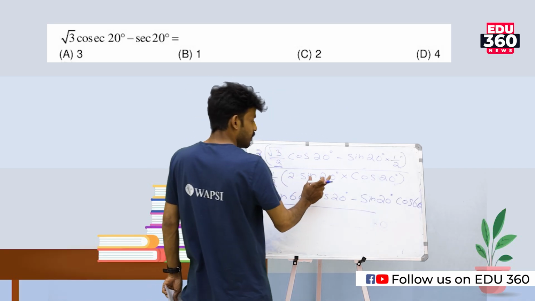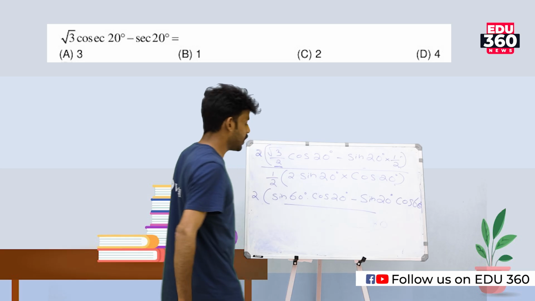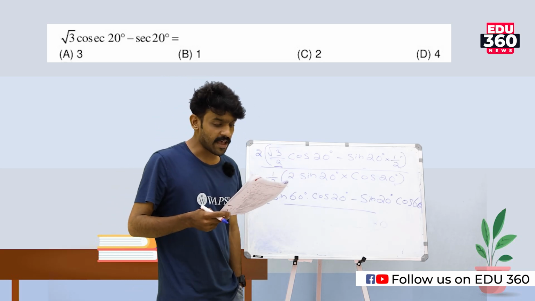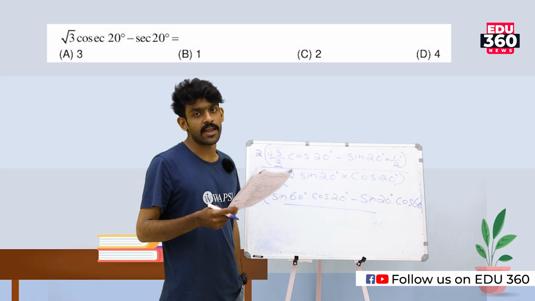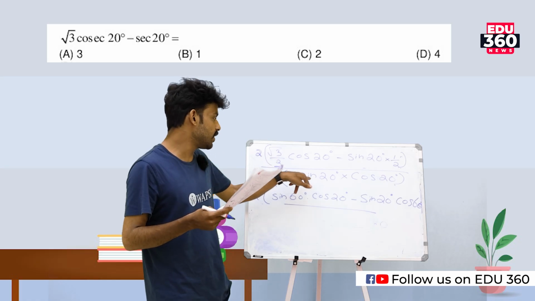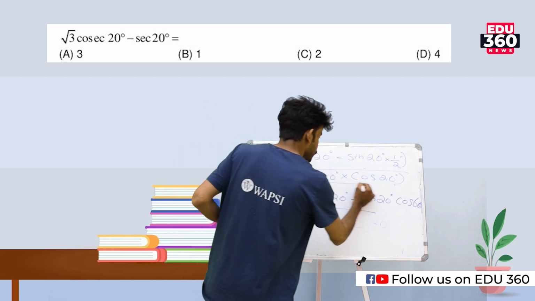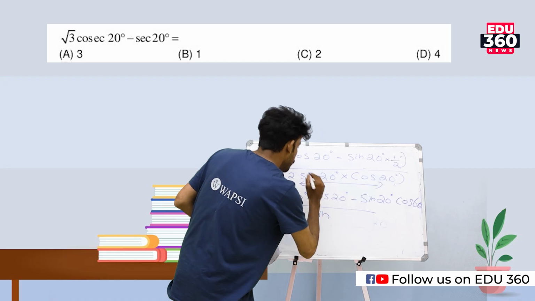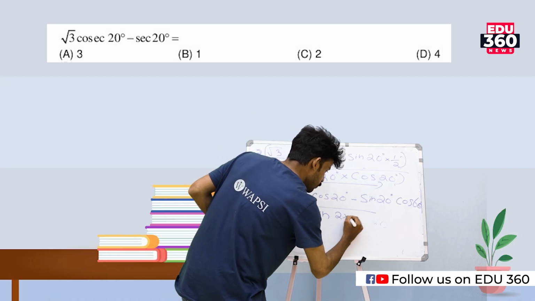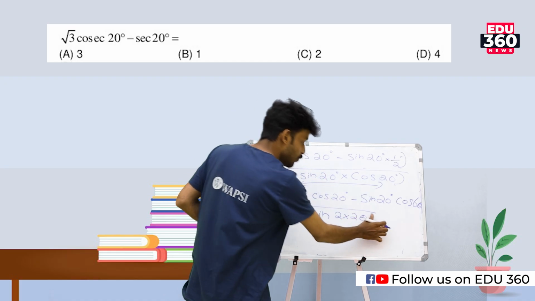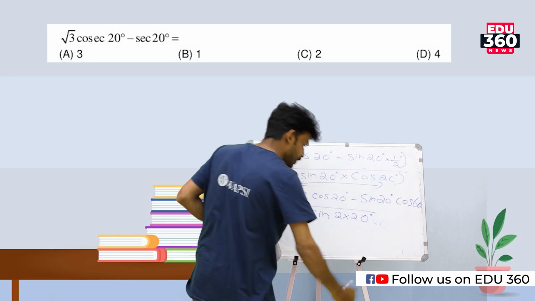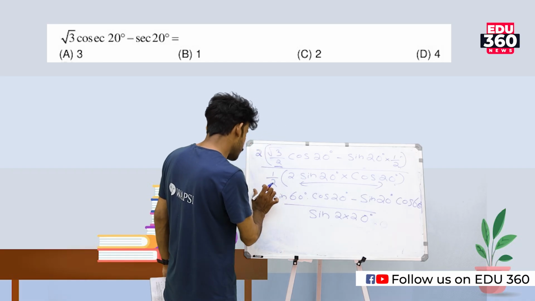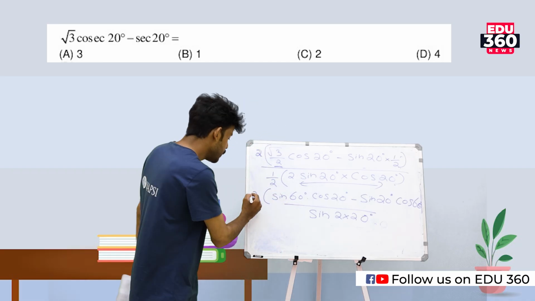what about here? 2 sine theta cos theta. What is this? 2 sine theta cos theta, that is sine 2x. We know that sine 2x is equal to 2 sine x cos x. So here we can write sine 2 into 20 degree. 2 into 20 means 40 degree. And here there is 1 by 2.